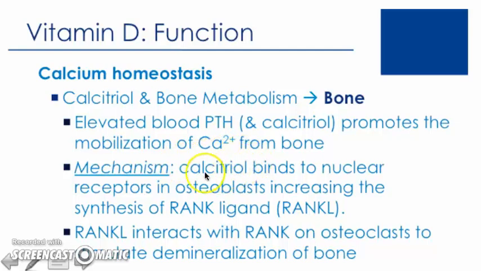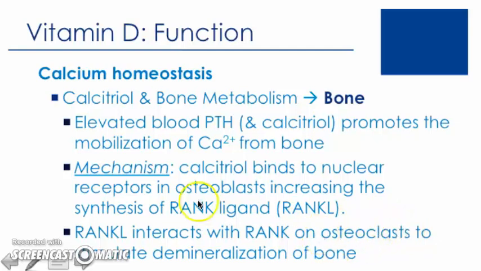First, calcitriol will bind to nuclear receptors within the osteoblast cell, and the osteoblast cell is involved in increasing the synthesis of what's called this RANK ligand. The RANK ligand that is formed from the osteoblast cell binds to RANK receptor. So we have this ligand receptor binding. The RANK receptor is present on the outer portion of the osteoclast cell. So when RANK ligand binds to RANK receptor on the osteoclast, that will promote the activity of the osteoclast.